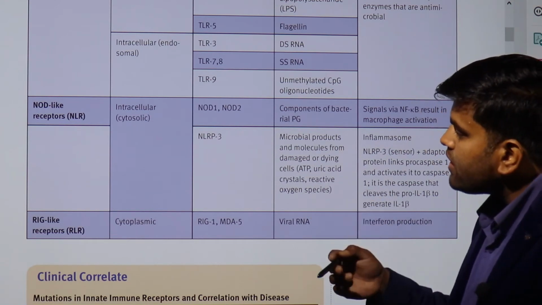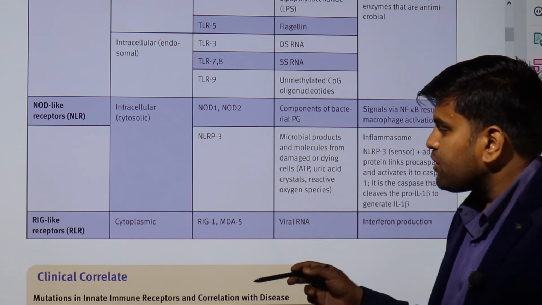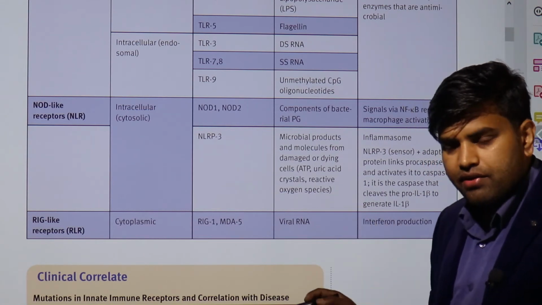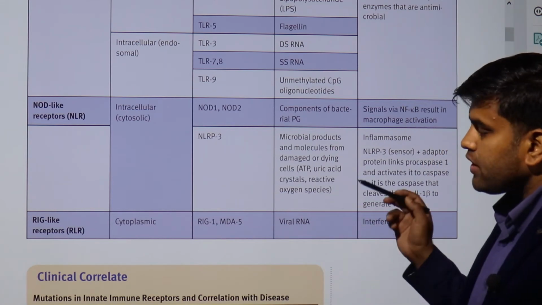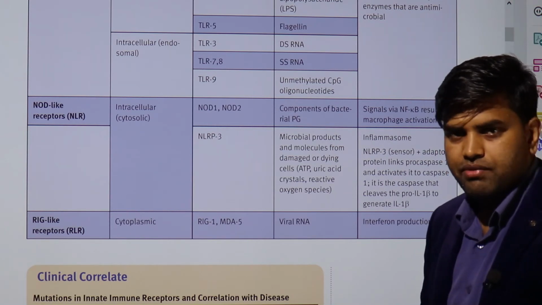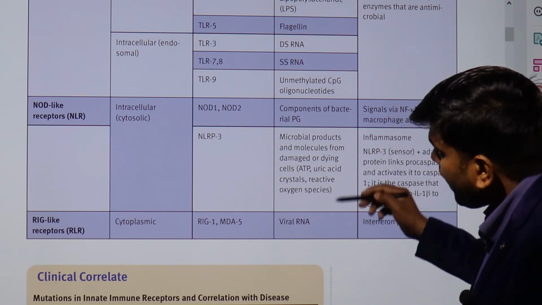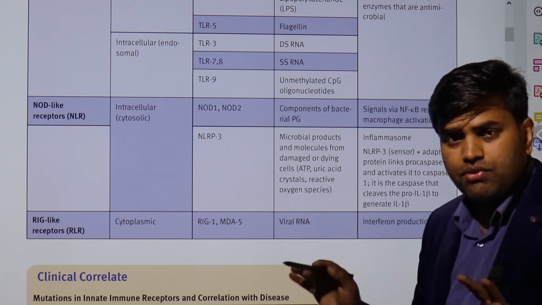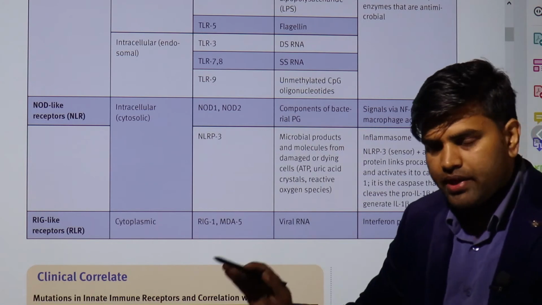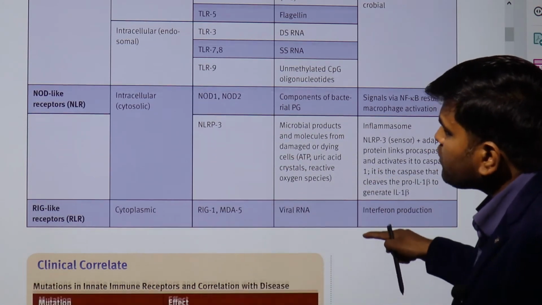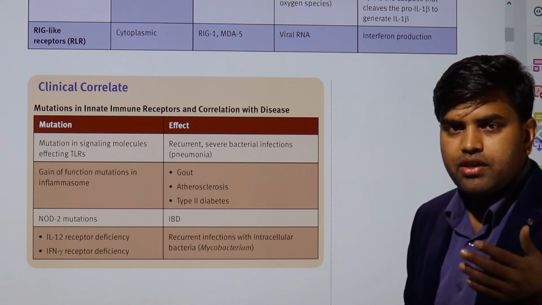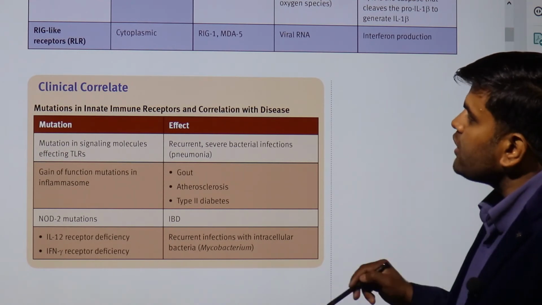Okay, and then there is the RIG-like receptor, which is present in the cytoplasm, and it is responsible for detecting viral RNA, leading to interferon production and controlling the viral infection. So these are all part of your innate immune system. These receptors are present on your cells, and they can detect the respective pathogenic microbes and try to eliminate them by the innate immune system.